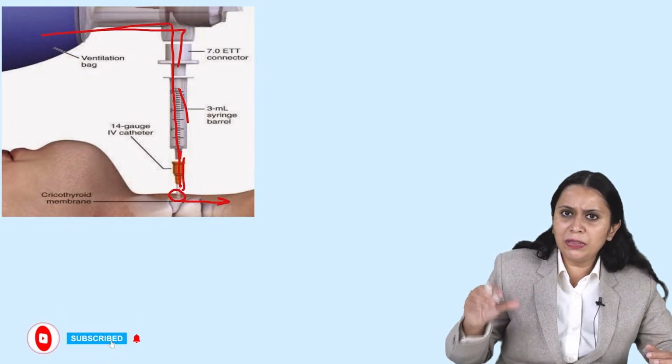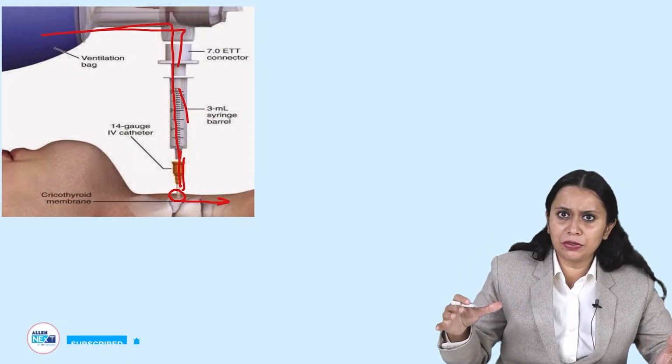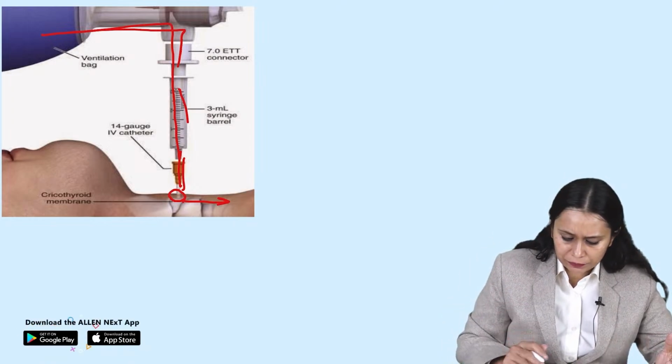Now, cricothyroidotomy is a temporary procedure. It is not a permanent procedure, right? For tracheostomy, we have to make a hole in the trachea.